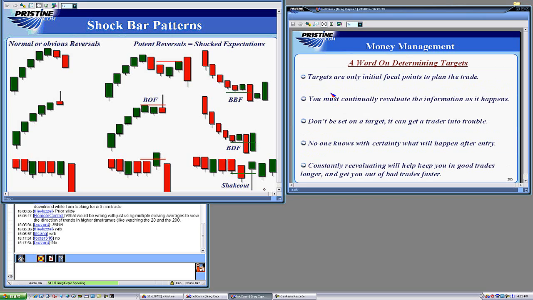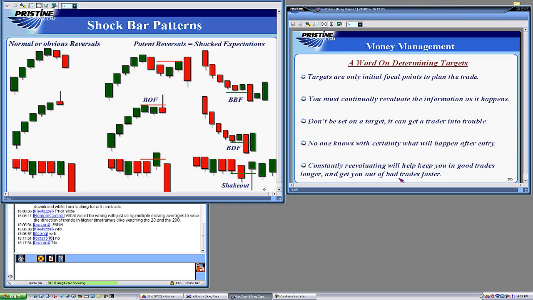Targets are only focal points for planning the trade. And then you reevaluate as bars form. As prices move in one direction or the other, that's new information. It says don't be set on the target, meaning it can get you in trouble if you think it has to get up to my target point to sell. We don't know what's going to happen once we get in the trade.